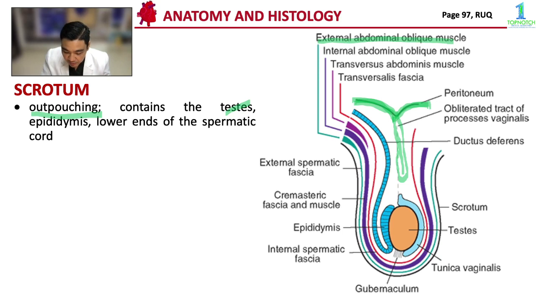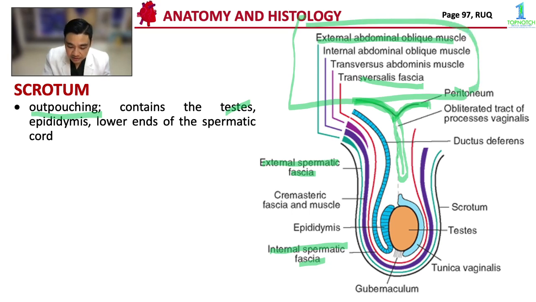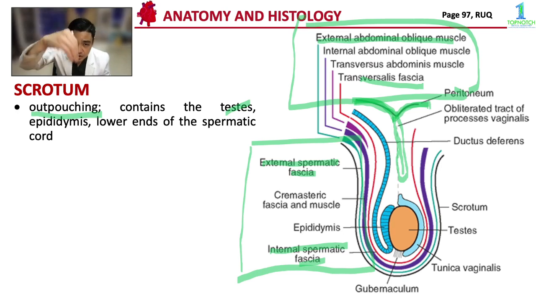The external oblique muscle would correspond to the external spermatic fascia in the testes, and then so on and so forth. Transversalis fascia would correspond to your internal spermatic fascia. So the point here being, almost all of your abdominal wall layers would have its counterpart in the scrotum. So basically, it's the abdominal layers na tinulak lang pababa as the testis descends to its final position.